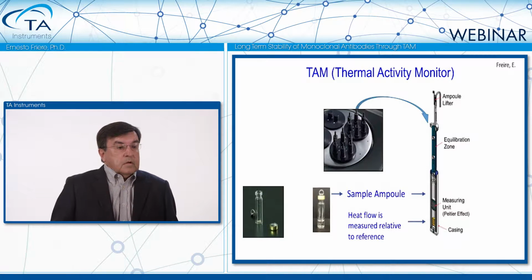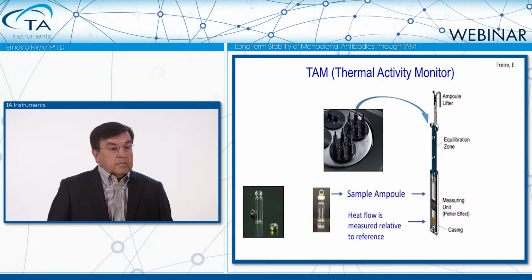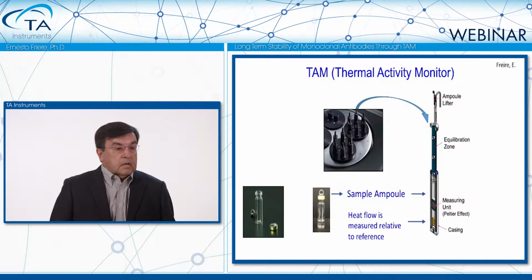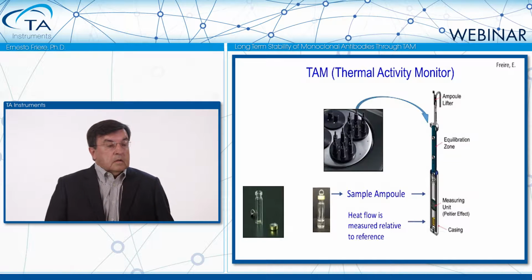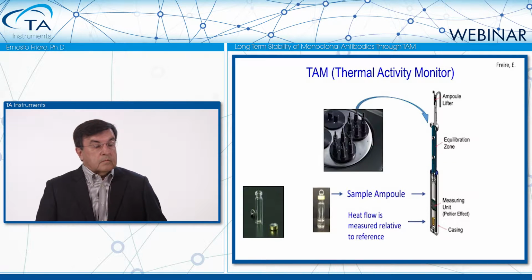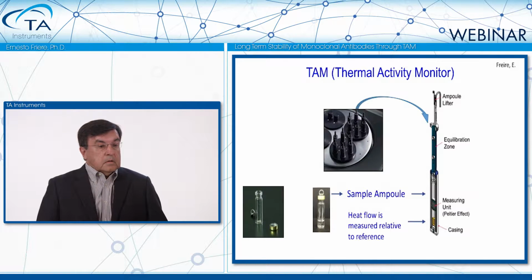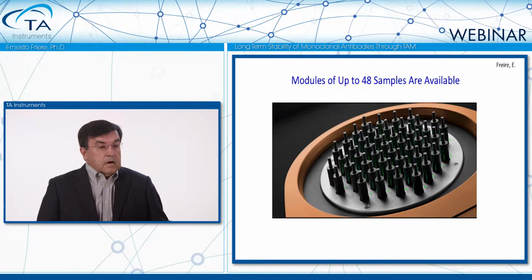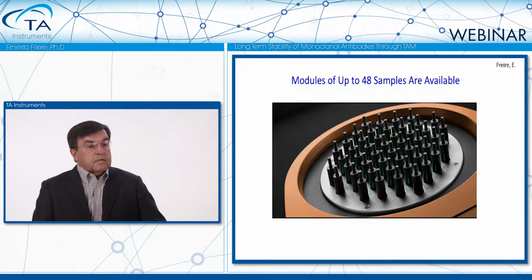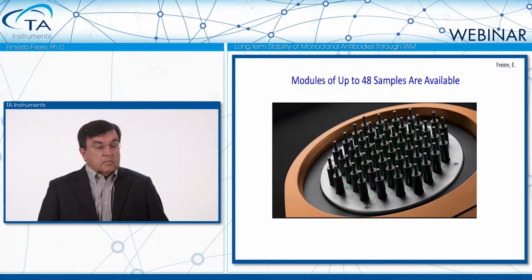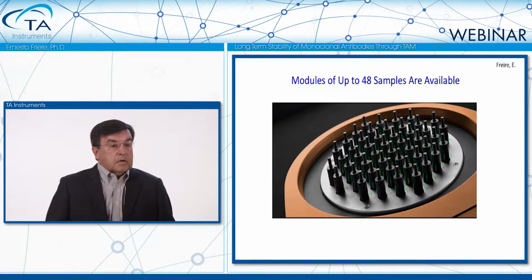Here you can see the inside of a calorimeter module. It has the sample ampoule that contains the protein, and also a reference cell that is sealed and that is used to measure the differential heat between the protein sample and the reference. There are models that can contain up to 48 samples, and so it should be possible to measure many different antibodies or different formulations simultaneously.